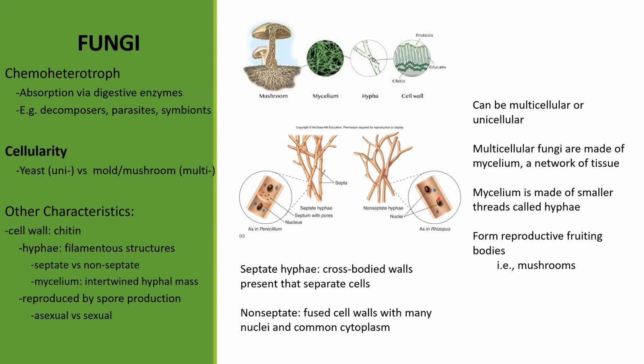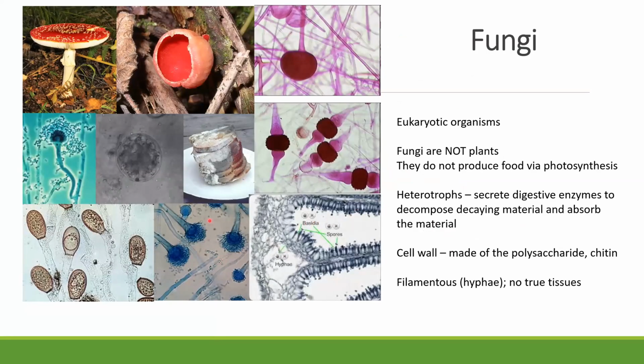So the cells are fused. As you can see, there are no divisions here. So the cells are fused with many nuclei. The nuclei are shown in brown, and they have a common cytoplasm. And we will talk about an example of this, which is from the phylum Zygomycota, Rhizopus. And then these fungi can form reproductive fruiting bodies, and this is what we think of as the mushrooms. So let me just go back here. So the reproductive fruiting body would be these mushrooms.